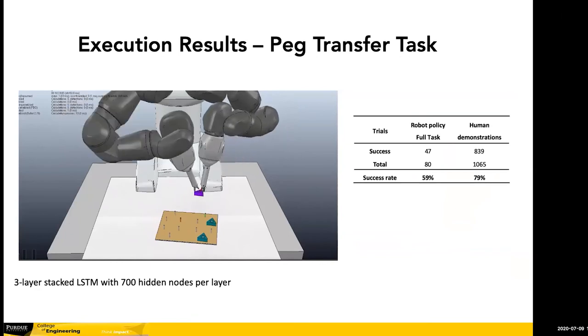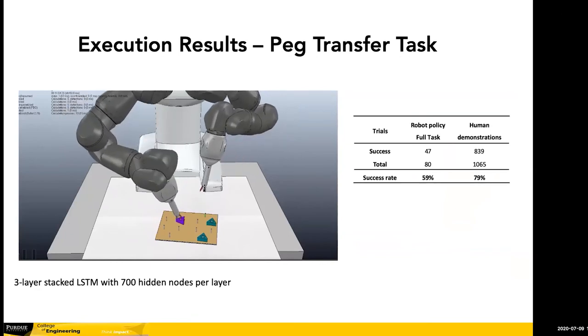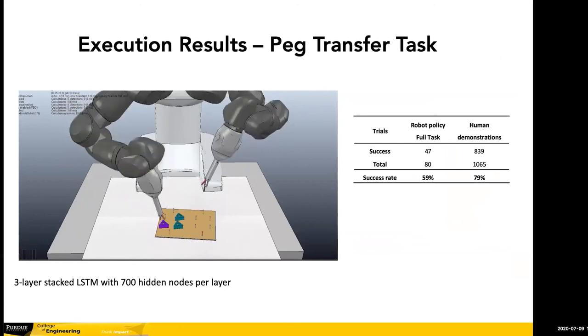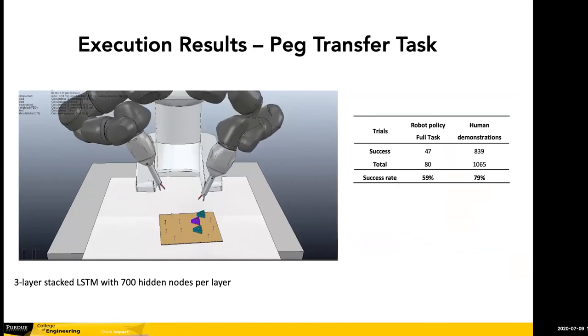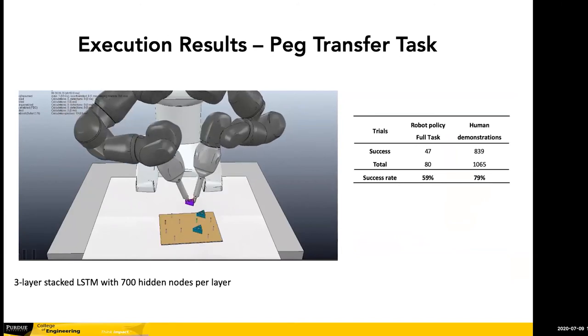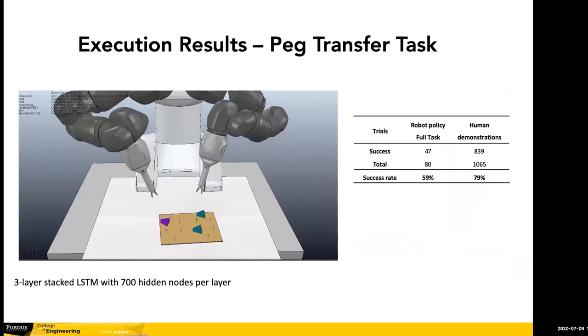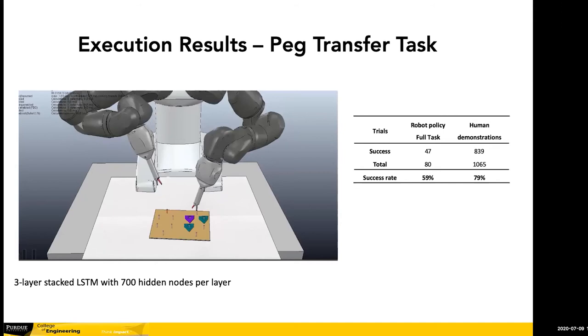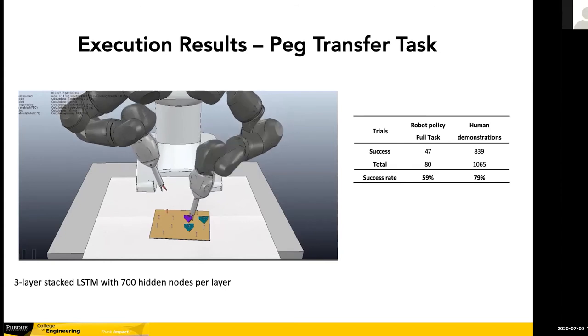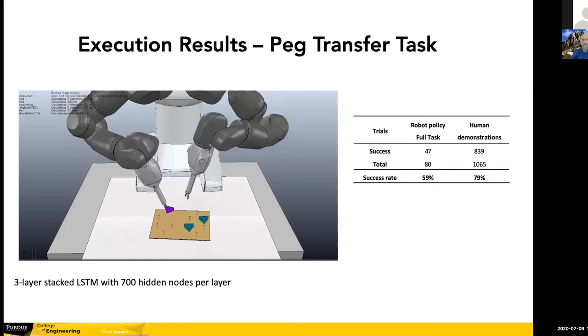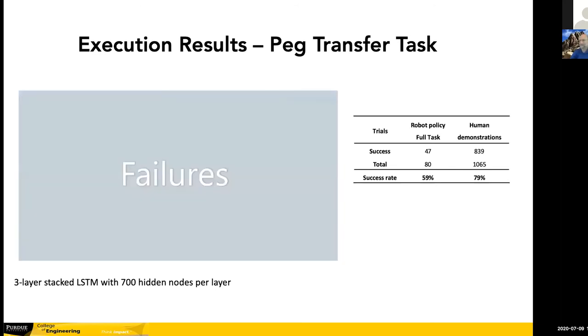Again, here we're not predicting the surgemes or executing the surgemes. We're executing the full task, okay? For a naive user with human demonstrations, it took about 79% accuracy to complete the whole task as well. To be fair, every time that the user dropped the peg, we call that a failure, okay? Right here are examples of the failures.